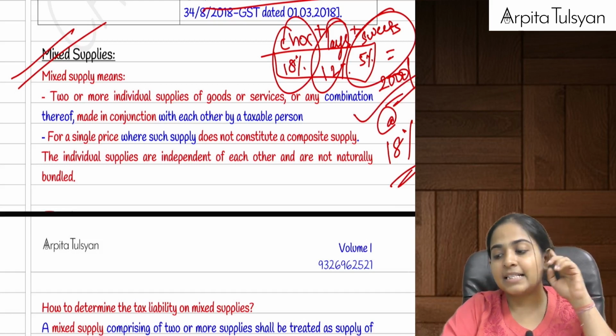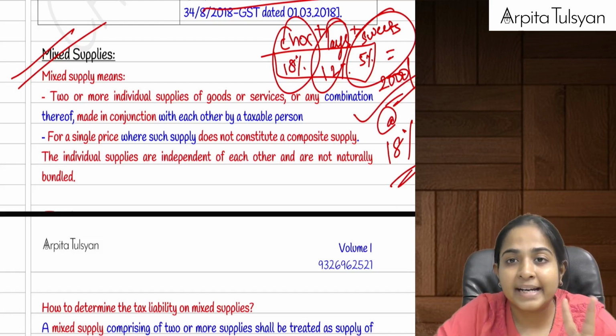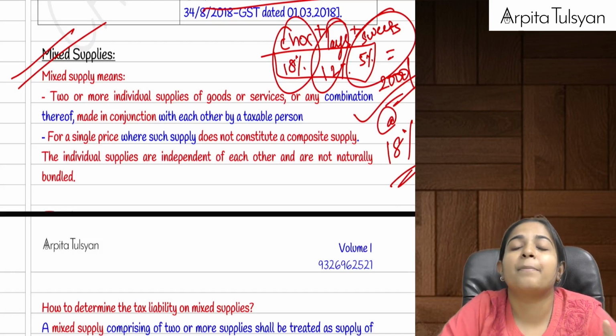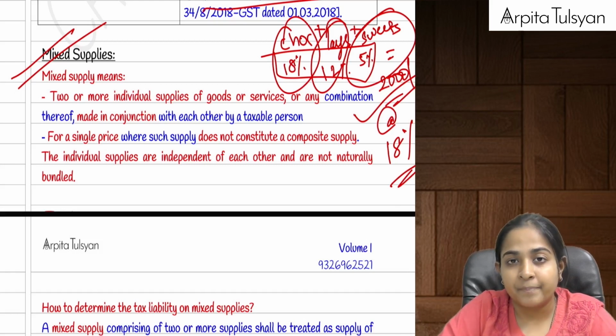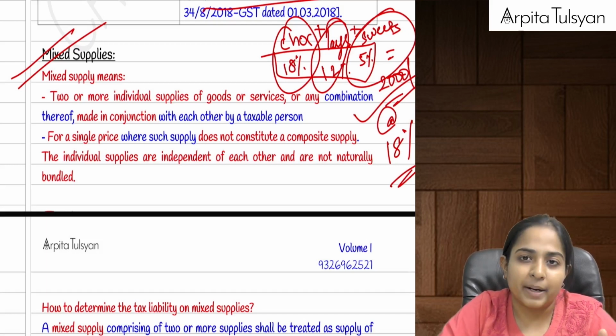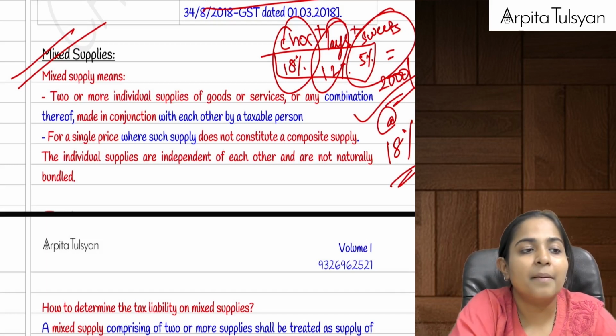Yes, that is what is so special about the mixed supply. The main distinction between the two: in case of composite supply, it was naturally bundled, whereas in case of mixed supply, it is artificially bundled. Just keep that in your mind.